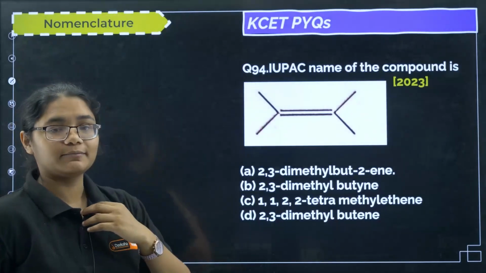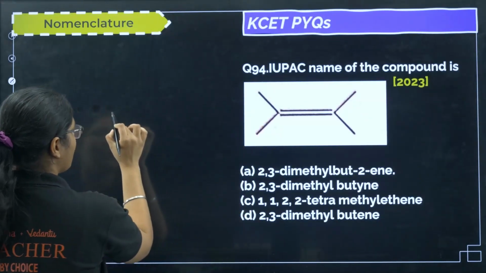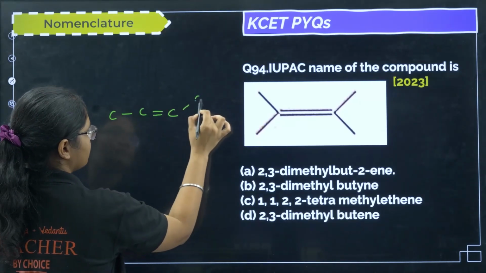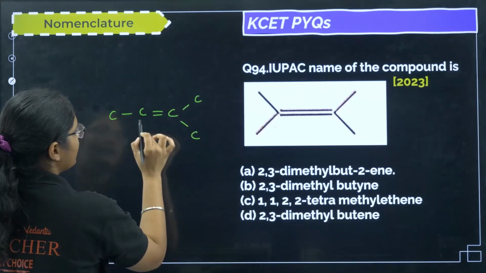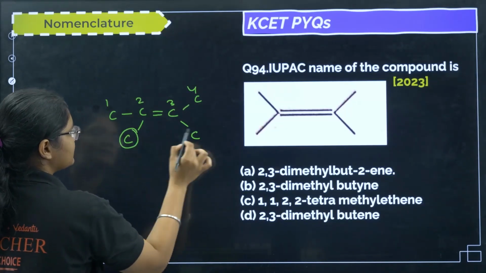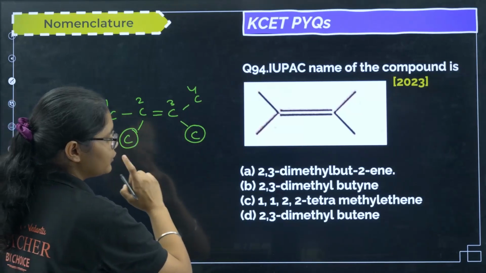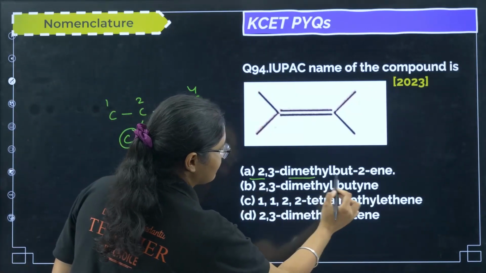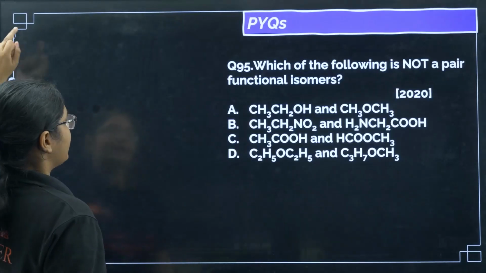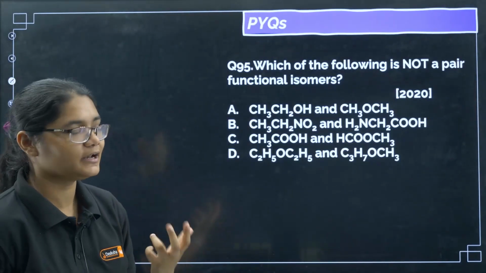Next, coming to question number 94, the IUPAC name of this one. So it's a very simple compound. You have a double bond, then you have 1 carbon, and 1 carbon, and 1 carbon here. So you can number it like this. On the 2nd and 3rd carbon I have a methyl group, so 2,3-dimethylbut-2-ene, right, that is option number A.